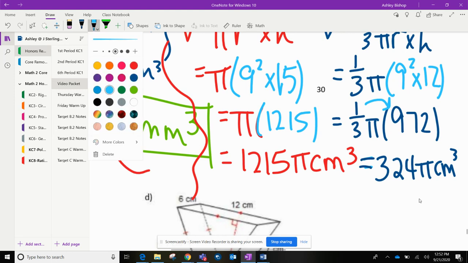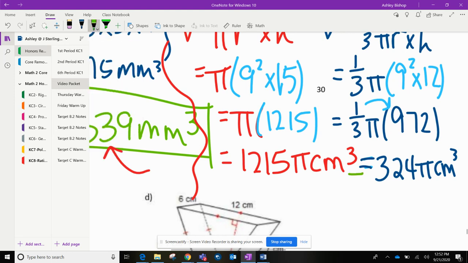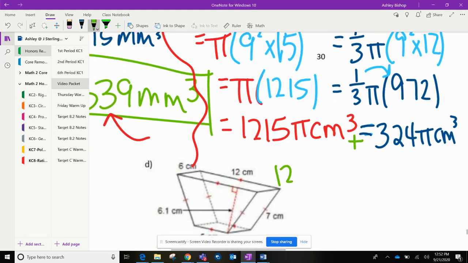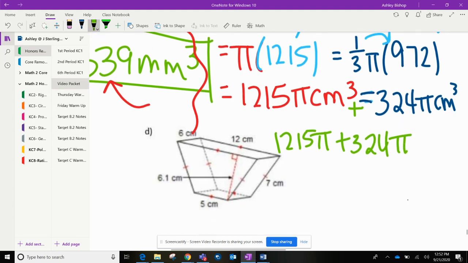And then my last thing that I need to do is add these 2 together. So I'm going to end up adding those. So 1,215 pi plus 324 pi. And I'm just going to add the numbers and put the pi at the end again. So 1,215 plus 324 is 1,539. And the pi's just come along, centimeters cubed.